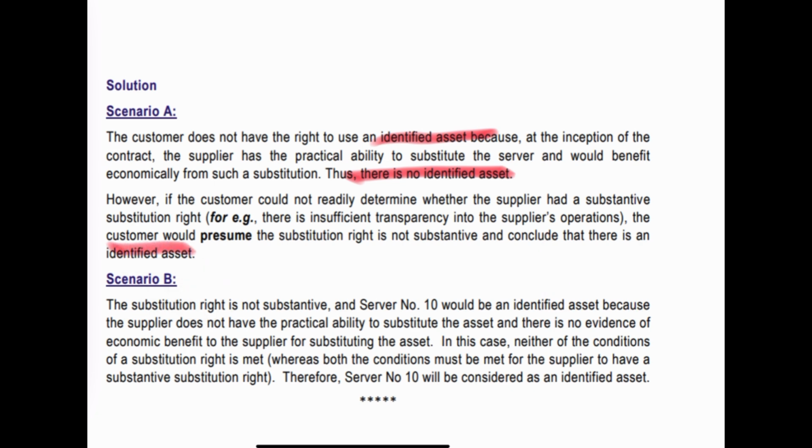So it's a bit judgmental. You'll have to really see case by case and then determine whether the substantive substitution right is there or not.